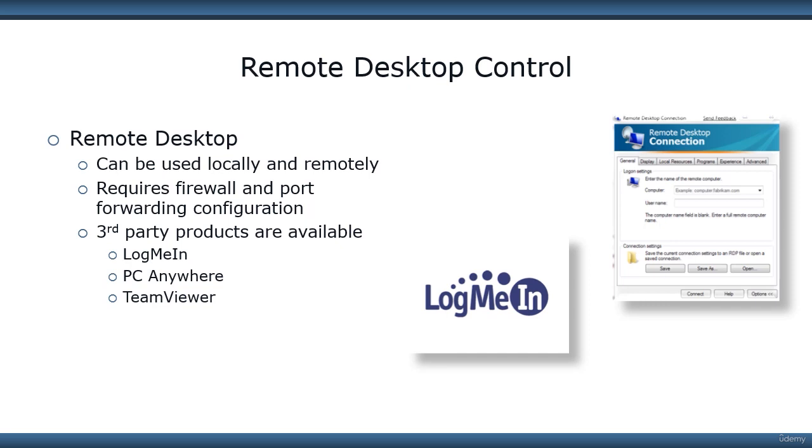Windows XP introduced the program of Remote Desktop for Windows, and it's been included in every version since. Remote Desktop can be used on the local area network or through remote connections. However, Remote Desktop is going to require firewall and port forwarding configuration. So you basically have to tell the firewall, hey, when somebody connects on this port 3389, we need to forward that traffic back to a server or an individual client.